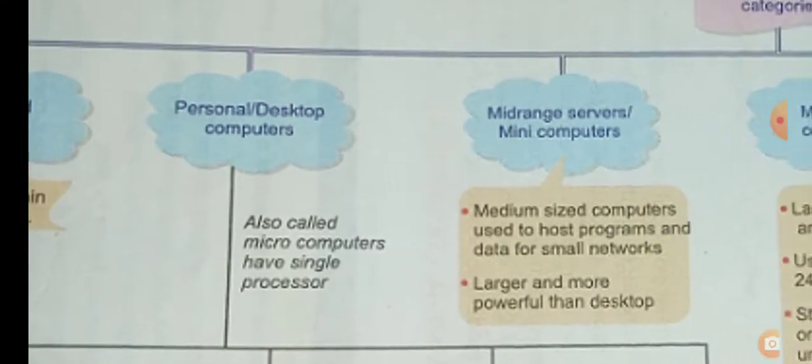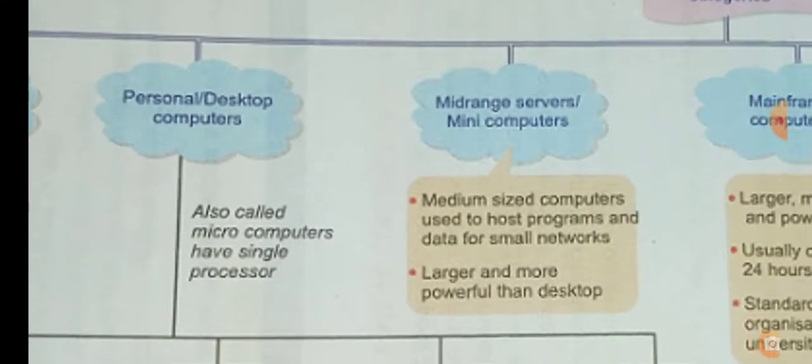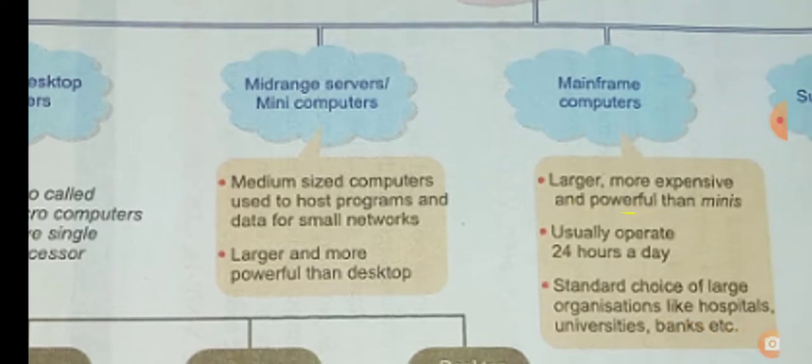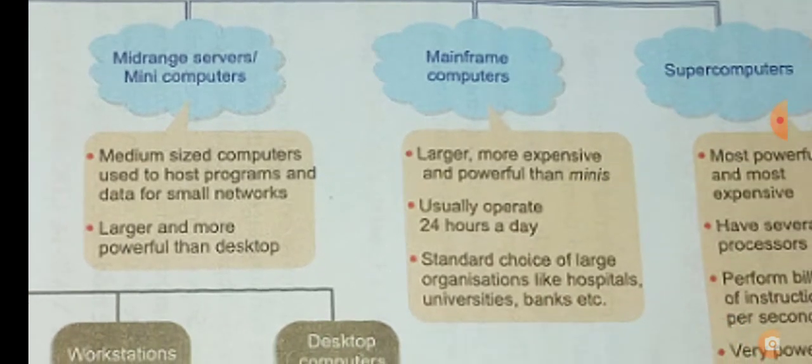Third point is mid-range server or mini computers. So mini computers are basically medium-sized computers used to host programs and data for small networks, and they are larger and more powerful than desktops. Next is mainframe computers. Mainframe computers are larger, more expensive and more powerful than mini computers. They usually operate 24 hours a day, and are the standard choice of large organizations like hospitals, universities, banks.